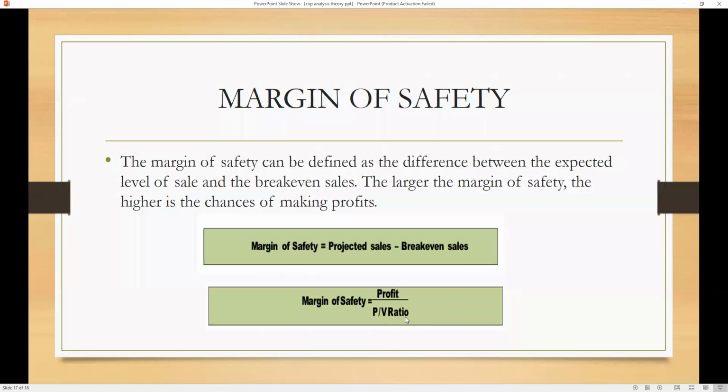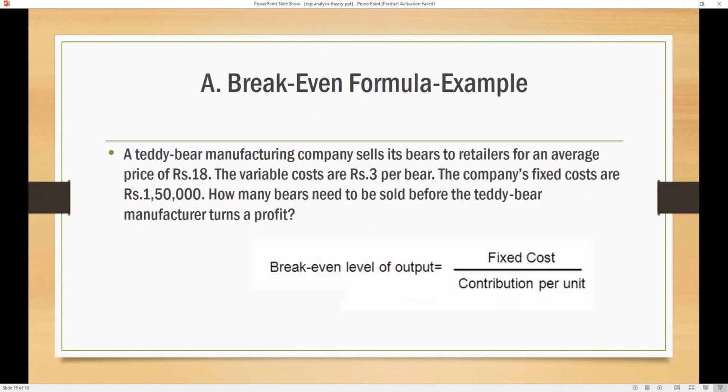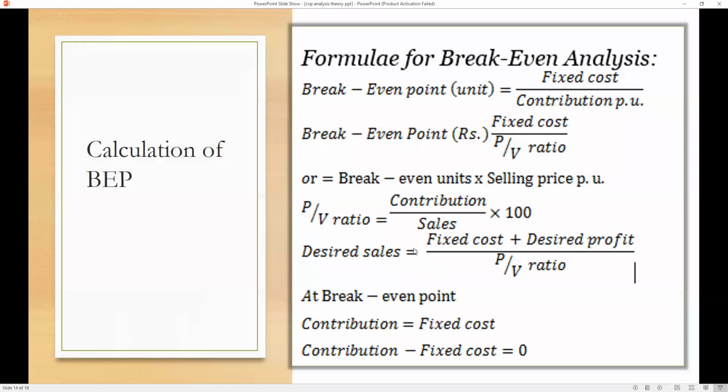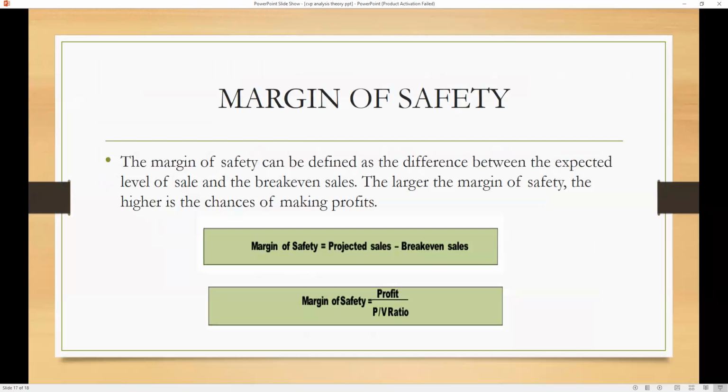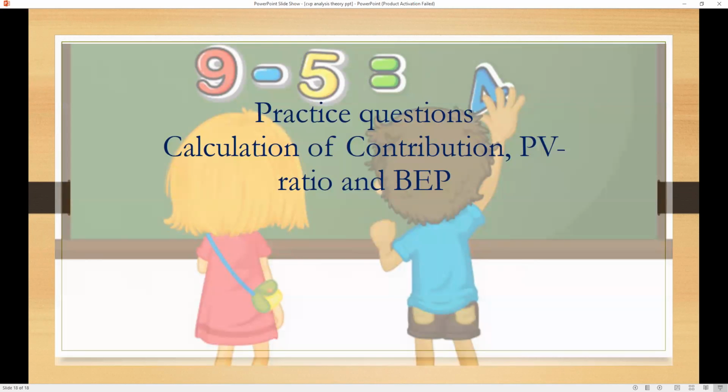So PV ratio is nothing but what? What is PV ratio? Anybody who can answer what is the formula to calculate PV ratio? PV ratio equal to contribution divided by sales into 100. Okay, so you need to calculate PV ratio, and if you have the profit, if you divide it by the PV ratio, you get the margin of safety. And now in the coming classes, we will be solving the problems on calculation of contribution, calculation of PV ratio, and break-even point.